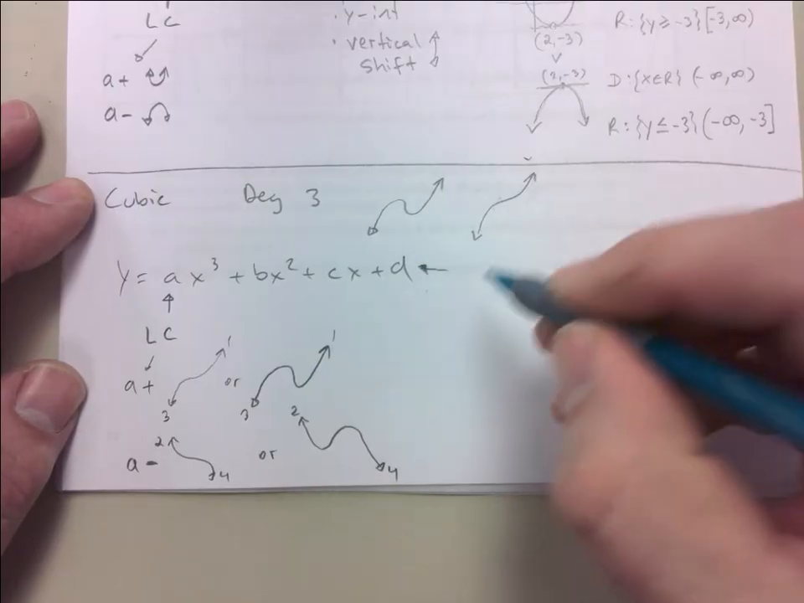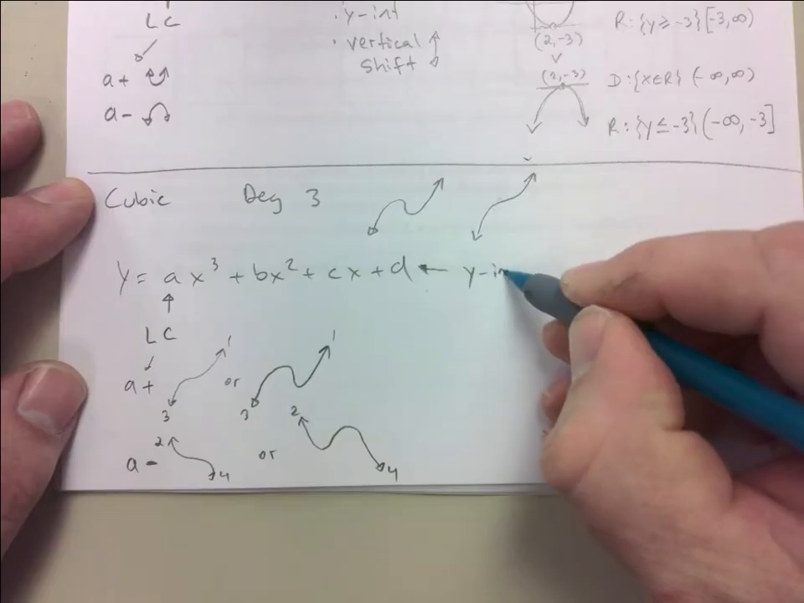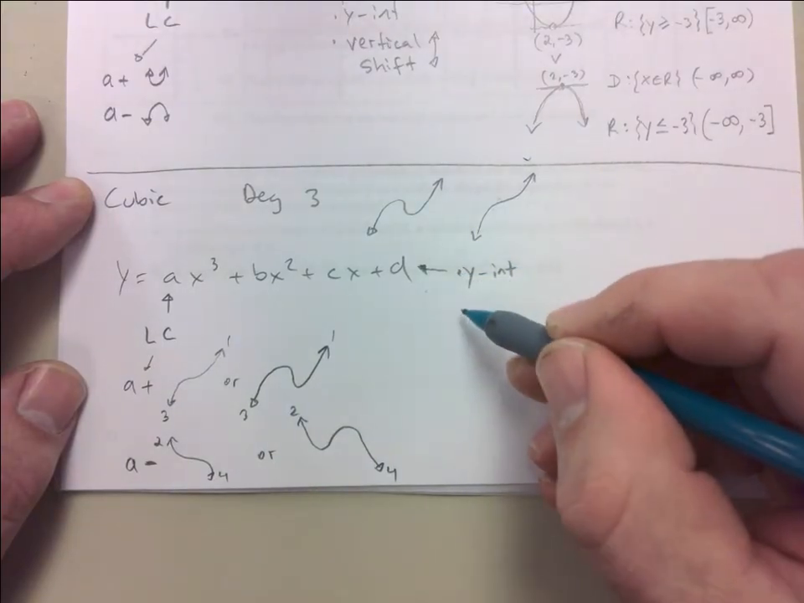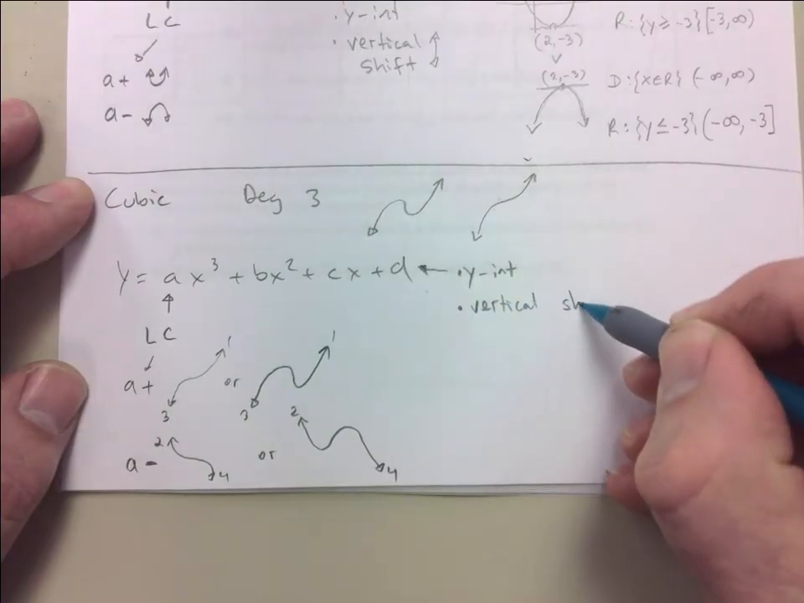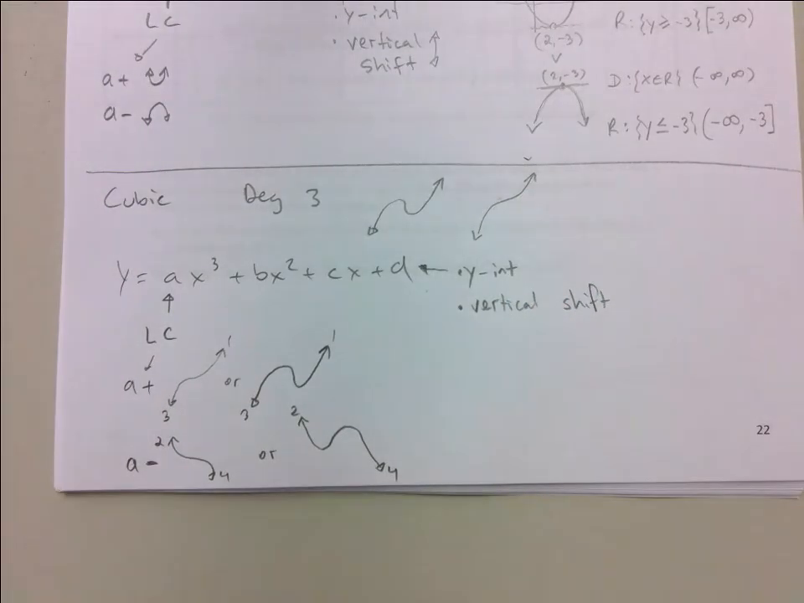This is still your constant. That would be the y-intercept, and it would be a vertical shift. And here's something new. I need you to know this so that you can predict how weird this thing is going to be. Is it going to have that weird S shape in between?